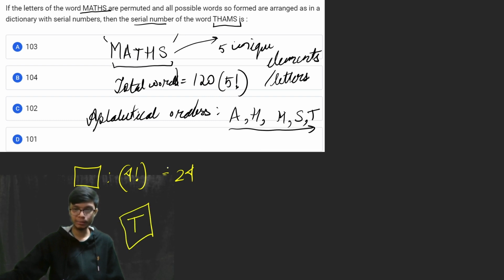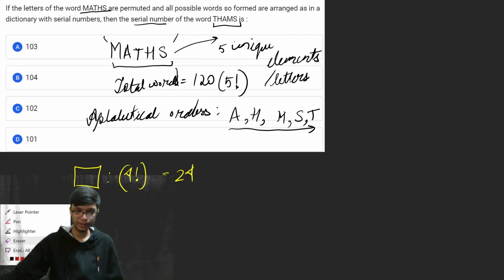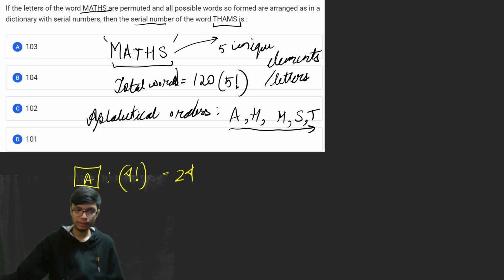Okay, all the letters which are basically before T will be arranged in 24 ways. So that means all the words before T will be: the first word starting with A, the second with H, the third with M, and the word starting with S. So they will all have 24 cases each.